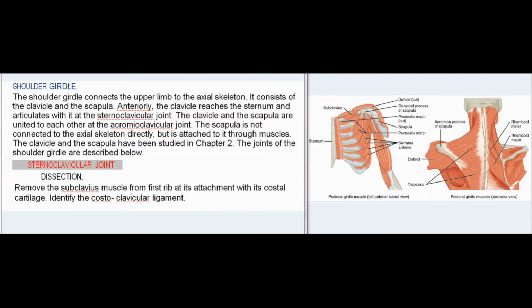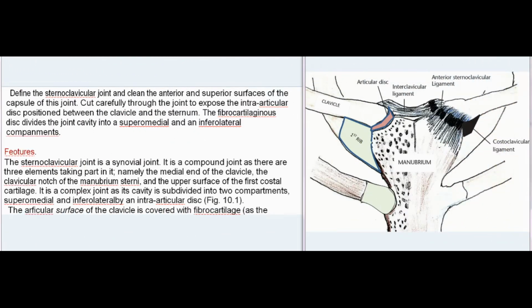Sternoclavicular joint. Dissection: remove the subclavius muscle from the first rib at its attachment with its costal cartilage. Identify the costoclavicular ligament. Define the sternoclavicular joint and clean the anterior and superior surfaces of the capsule of this joint. Cut carefully through the joint to expose the intra-articular disc positioned between the clavicle and the sternum. The fibrocartilaginous disc divides the joint cavity into a superomedial and an inferolateral component. Features: the sternoclavicular joint is a synovial joint.